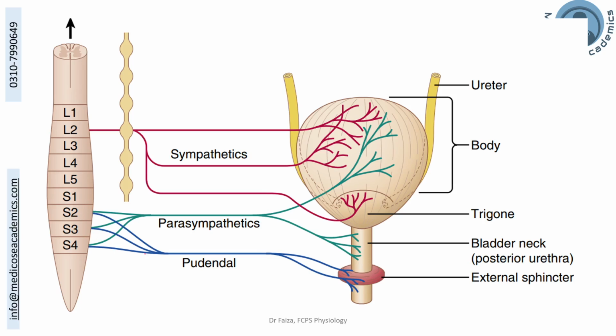The pudendal fibers, again from the sacral region of the spinal cord, are the somatic fibers which are supplying the voluntary external sphincter. So both parasympathetic and pudendal fibers, which are going to play their important role in the micturition reflex, are coming from the sacral segment of the spinal cord.